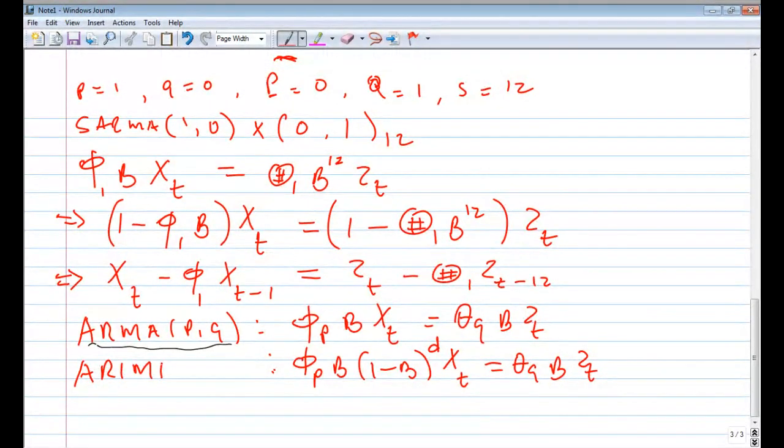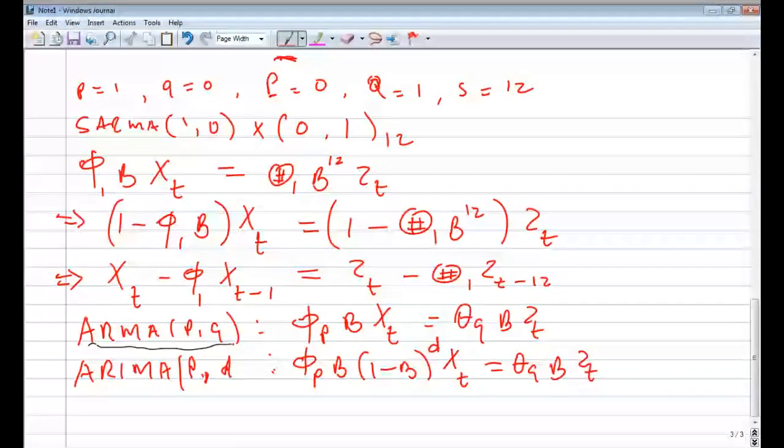This one is going to be ARIMA. So ARIMA what? ARIMA of P, where P is the order of the autoregressive process. And because we have differencing there, how many times? D times. You have to include D there. And then you have to include the moving average part, which is Q. You see now, we moved from ARMA(p, q) to ARIMA(p, d, q).